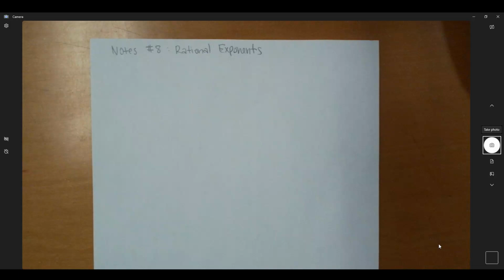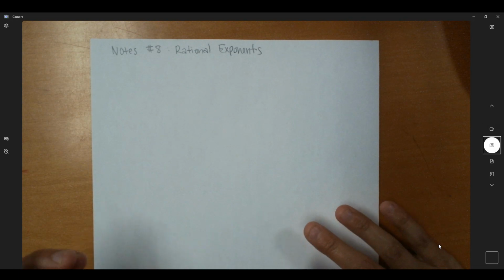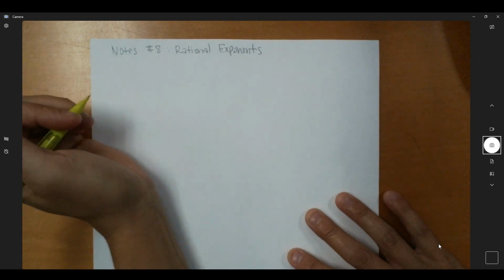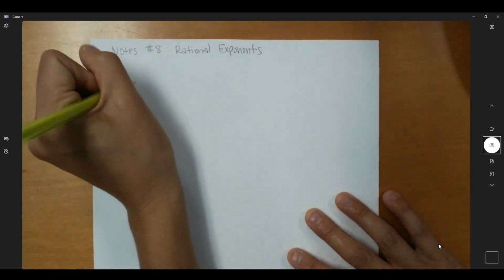All right, for notes number 8, we are talking about rational exponents. I'm going to start with the really easy stuff, and then in class we will definitely be doing some more rigorous stuff. So there's a formula for this.